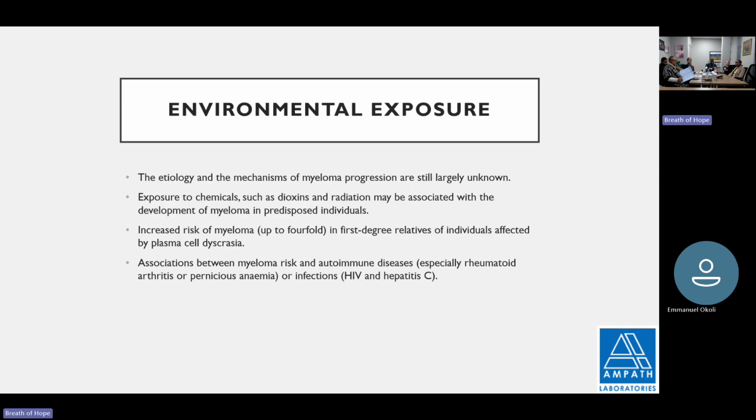So they have correlated that some toxins can increase your risk of getting multiple myeloma, like dioxins or radiation exposure. But most likely, they say that the mechanism of myeloma is still largely unknown. You've got a family risk of up to 4-fold, like I mentioned, if you have a first-degree relative who's been diagnosed with a plasma cell dyscrasia. But there's also an increased risk of myeloma if you have autoimmune diseases like rheumatoid arthritis or pernicious anemia. And a very large population of our HIV patients do get multiple myeloma.